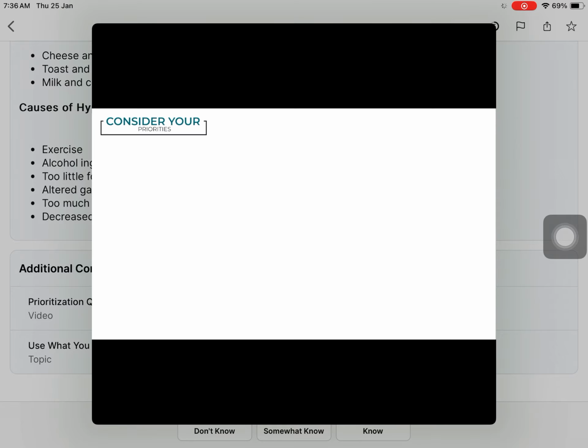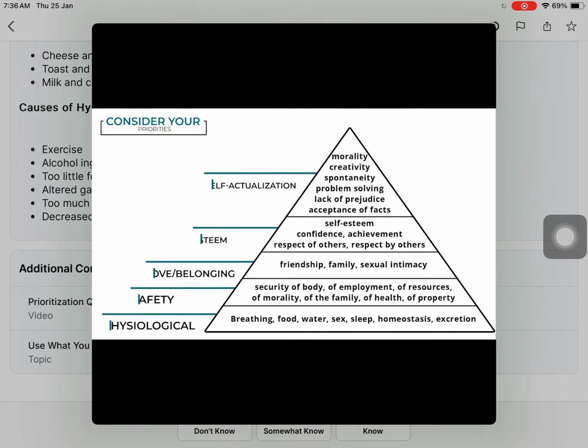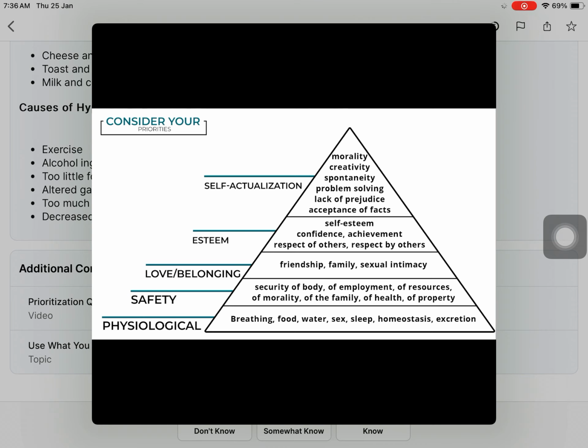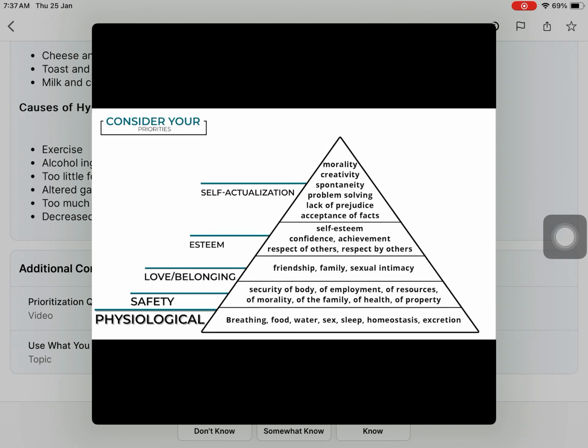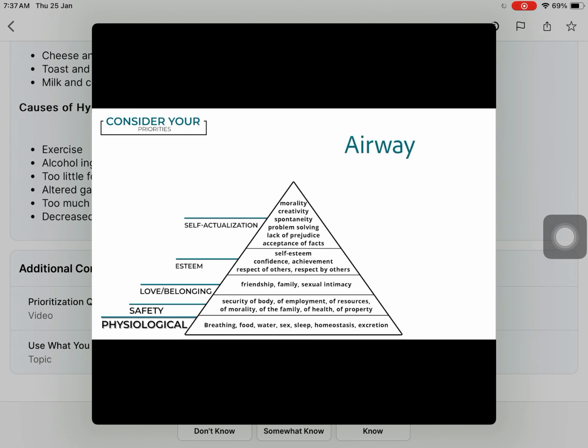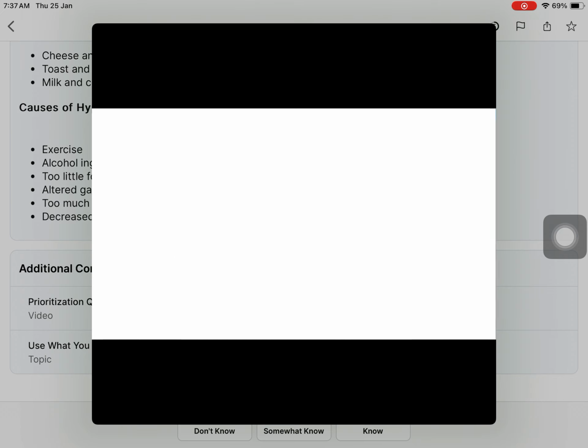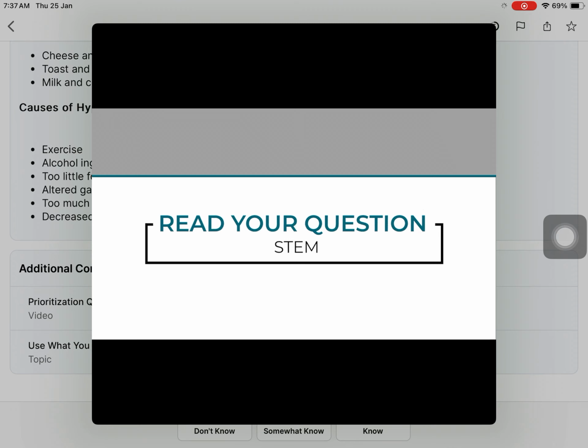Consider your priorities in organizing your care for this client. Look at Maslow's hierarchy first. All of the needs for this client appear to be physiological in nature. If all of the needs seem to be physiological, then you must default to looking at airway, breathing, and circulation issues next. Read the question stem.